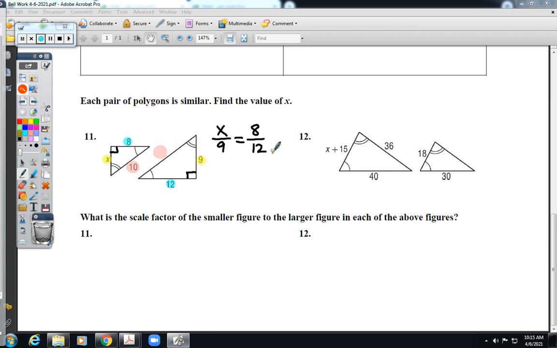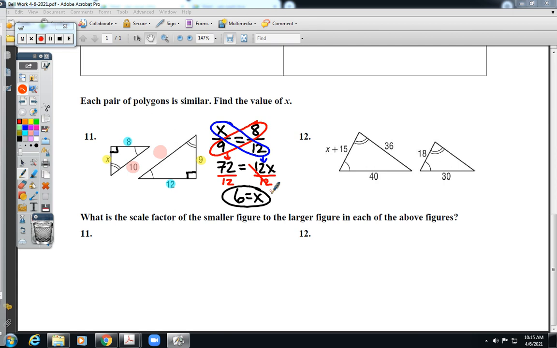So what do we do? Cross multiply gives us 12x equals 72. Then what? Divide by 12. 72 divided by 12 is x equals 6. The means are equal to the extremes. And then we have a one-step equation, so we divide each side by 12. Okay?